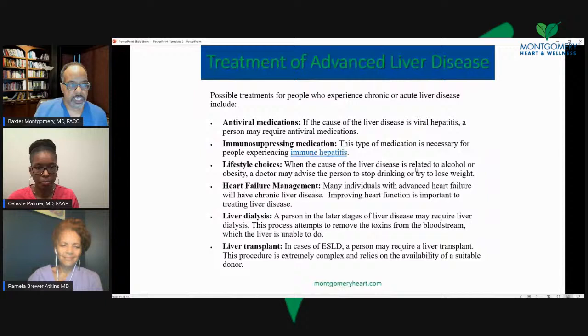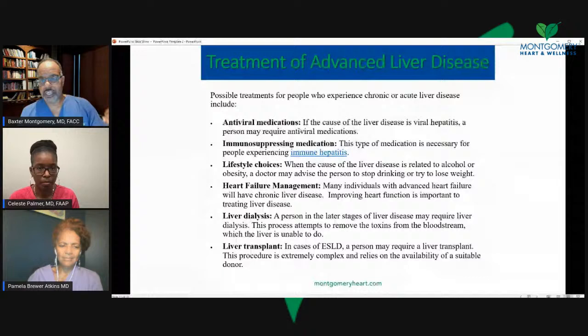Now, what I have here is the standard treatments for advanced liver disease. So basically, you pull a textbook or Google it online and say, okay, what is the treatment for liver disease? Well, by and large, you treat the primary cause. So antiviral medications, if you have a viral infection, you treat the virus and suppress the causing agent. If it's an autoimmune process, autoimmune hepatitis, you want to suppress the immune system. So people use steroids and the like.